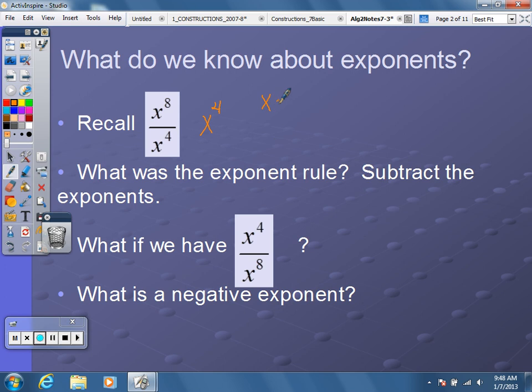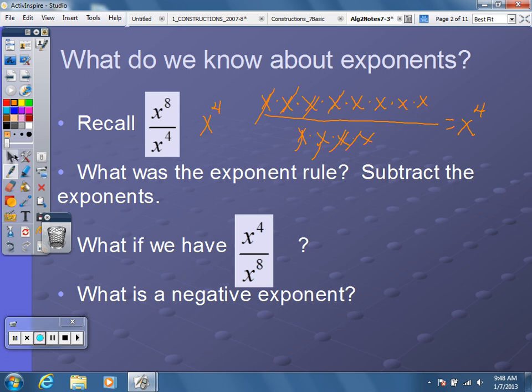And that happened, if you recall, from all those pairs of 1. So x over x equals 1, x over x equals 1, x over x equals 1. Okay, so then I have x to the 4th. This makes perfect sense to everyone.